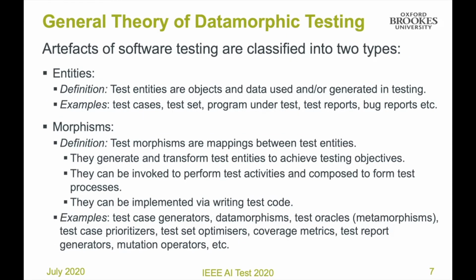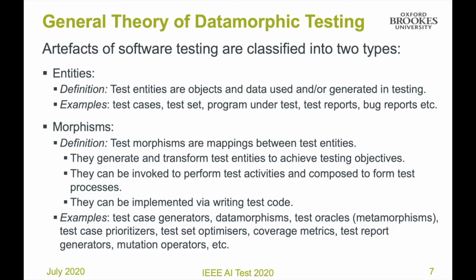The general theory of datamorphic testing classifies the artifacts of software testing into two types. One is entities, one is morphisms. Entities are objects and data used or generated in testing. Typical examples include test cases, test sets, program under test, test reports, bug reports, etc. Test morphisms are mappings between test entities. They generate and transform test entities to achieve testing objectives.